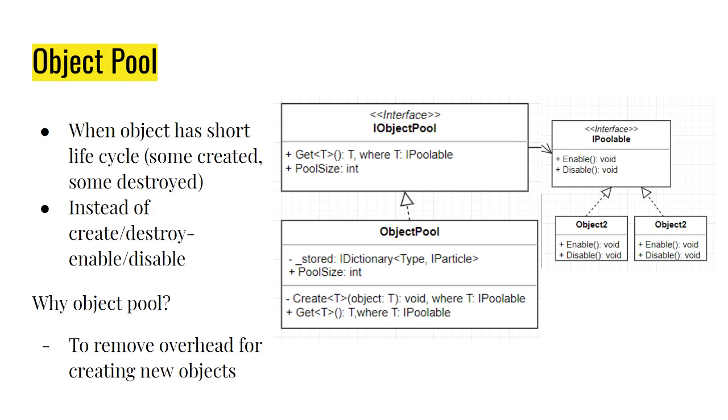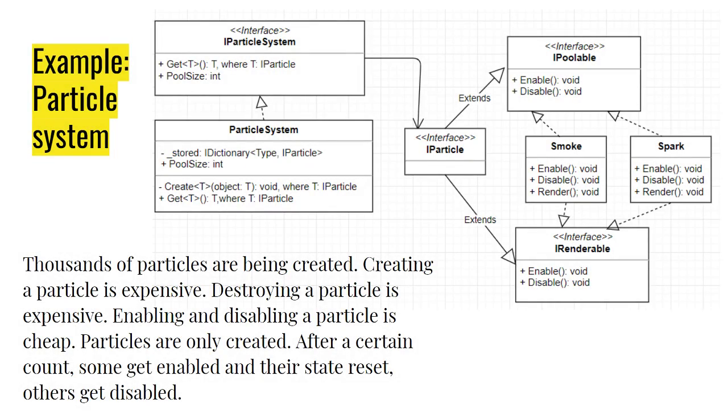Last design pattern that I want to talk about is object pool. With object pool, you have many objects with short life cycles. Creating an object is expensive. Destroying an object is expensive. So let's say you have a particle system, like here. It would be quite performance heavy to create and destroy hundreds of thousands of objects, because that's how many particles a complex particle system has during its lifetime.